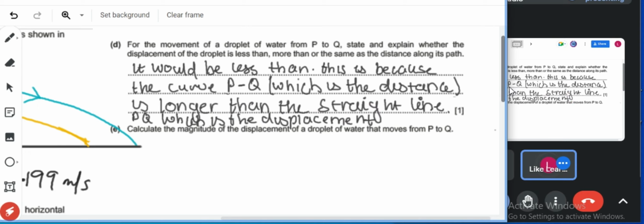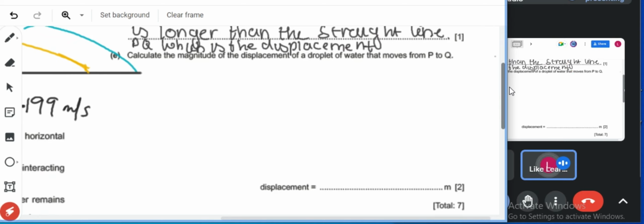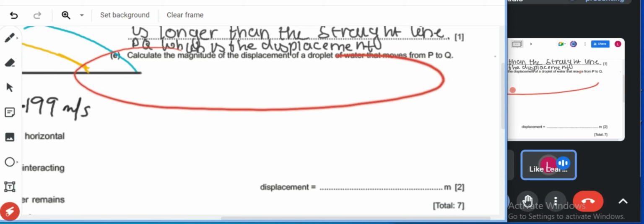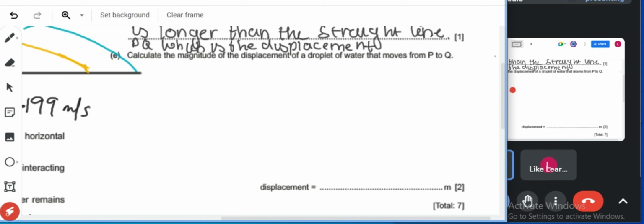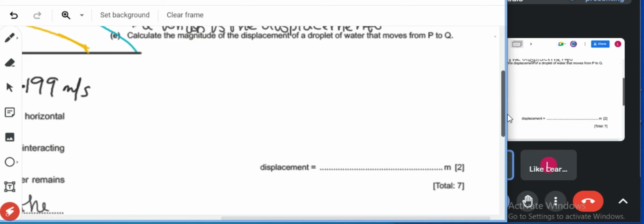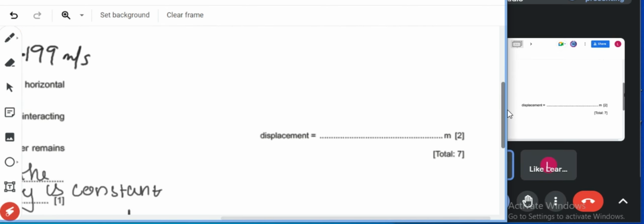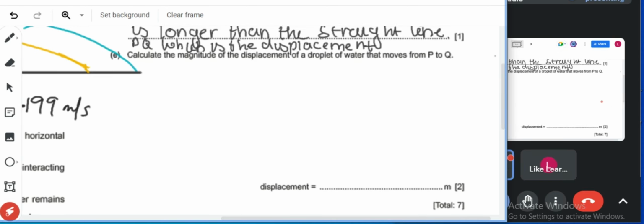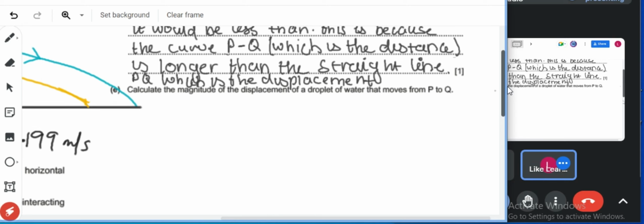All right. So, what does this say? Read the final question. Calculate the magnitude of the displacement of the droplet of water from P to Q.